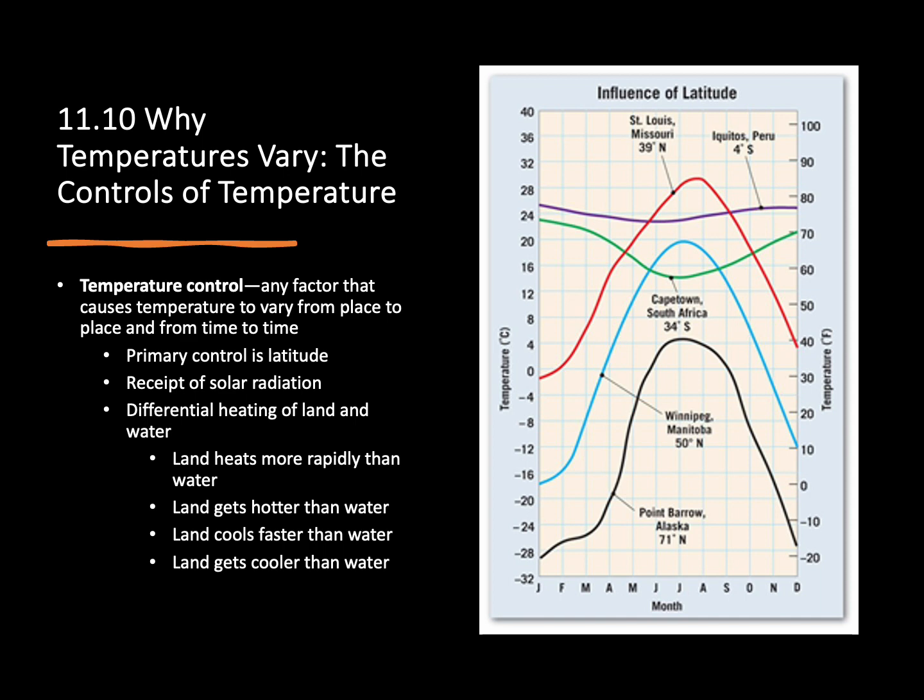But we also see that land and water heat up and cool down very differently from one another. And this is called differential heating, just different ways that they heat up and cool down. We see that water takes a lot longer time to heat up than land does. Overall, the land is also going to be able to get hotter than the water does.